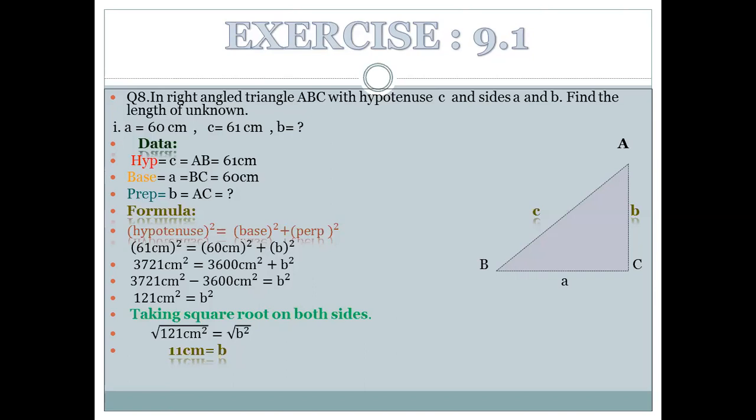Part number 1, A is 60 centimeters, C is 61 and B is unknown. Already given that C is 61, C is the hypotenuse, so the hypotenuse is 61 centimeters. A is the base, which is given as 60, and B is unknown. It means that the perpendicular is unknown. Apply the formula here. Hypotenuse square is equal to base square plus perpendicular square. After putting the values, we will get the value of B, which is 11 centimeters.